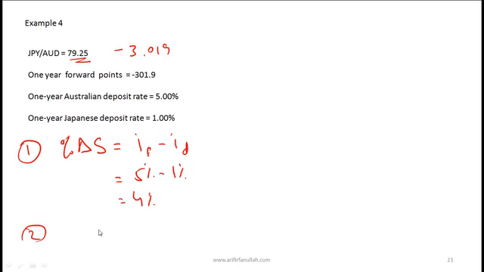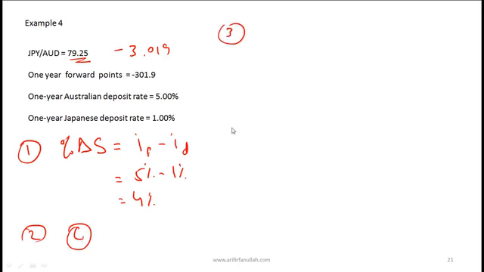The second option is the forward points indicate that a riskless arbitrage opportunity exists. That again is not the correct answer. Option C is there is no arbitrage condition that forces uncovered interest rate parity to hold. And this is the correct answer. So we've already discussed this earlier, and this is a point that you need to understand well.